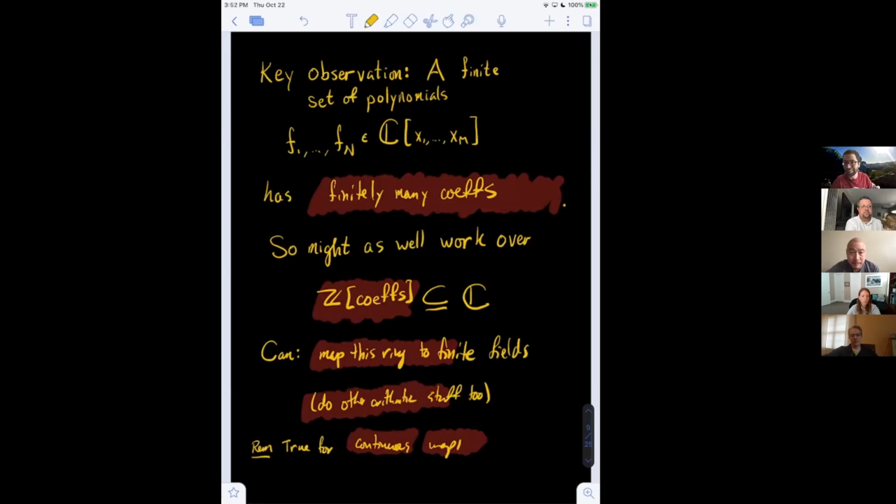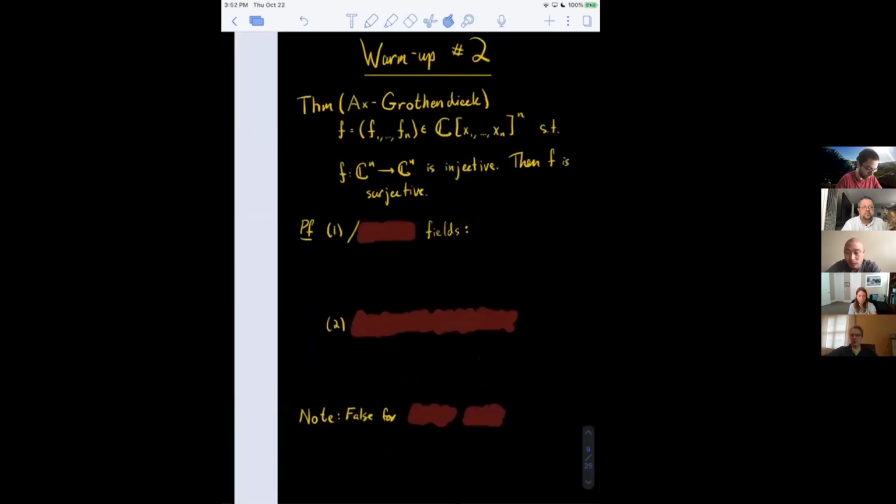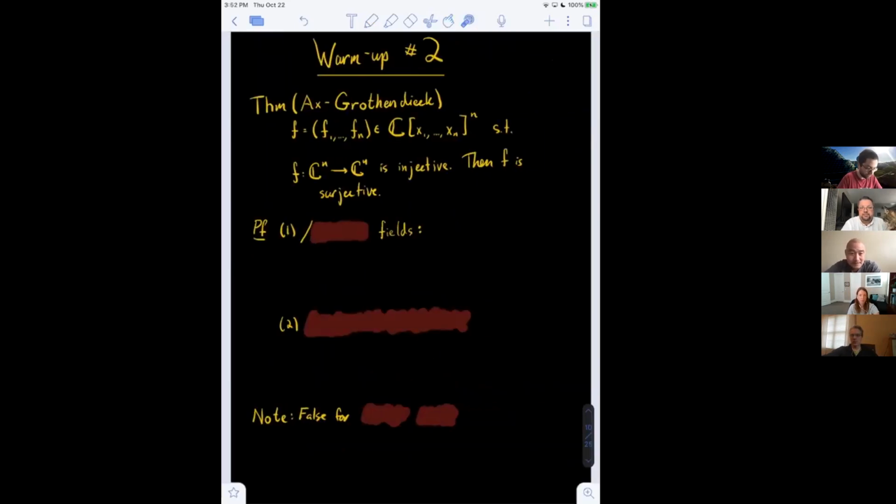Now I want to give you an example of something special about polynomials. I want to tell you how to use this kind of method to prove, I think what Joshua mentioned in the chat, the Grothendieck theorem. Here's the theorem. Just like before, suppose we have an n-tuple of polynomials in n variables, and we're going to think of this as a map from C^n to C^n. The assumption is that this map is injective, and the claim is that, in fact, it's also surjective. This is something really special about polynomials. In particular, it's false for continuous maps.